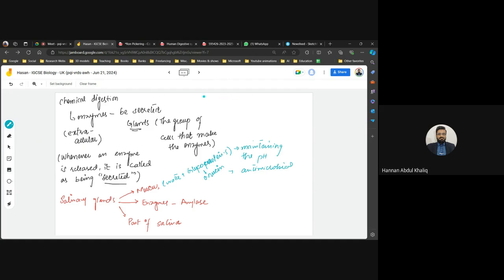Now the location of the salivary glands: basically the salivary glands are in three pairs, total six. Some salivary glands are located at the back of our mouth, almost at the location between the ears. These are called parotid glands. There are others which are present in the lower jaw.